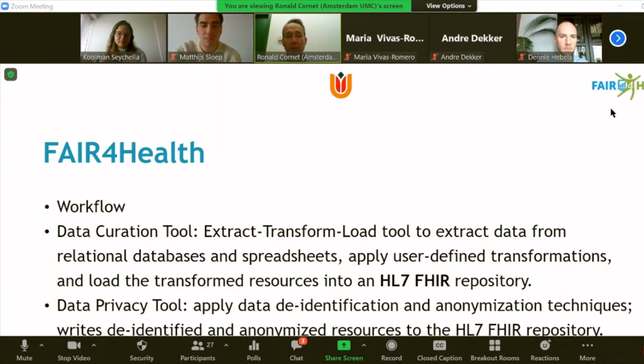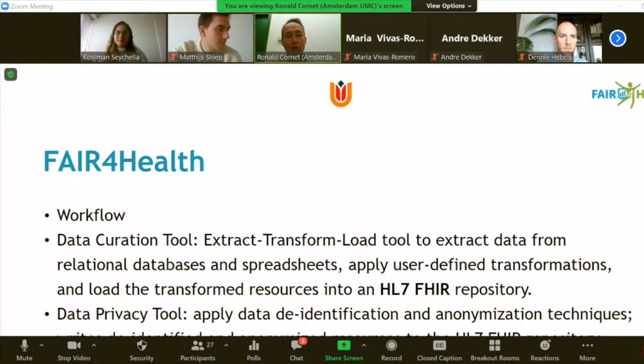Those tools both have a focus on, again, HL7 FHIR. One tool does an extract, transform, load from relational databases and spreadsheets, where you can create a mapping from that representation to HL7 FHIR representation, having user-defined transformations, and then be able to load your resources into a FHIR repository. And once it's in the FHIR repository, you can apply the data privacy tool to do de-identification and anonymization, so that you will get a de-identified, anonymized version of your data in your FHIR repository.